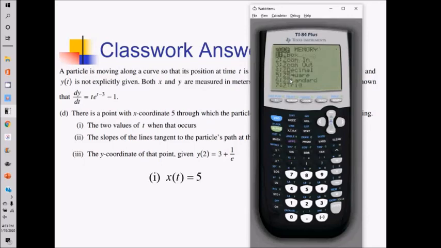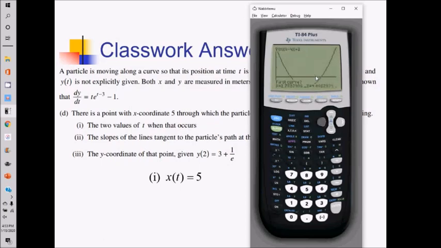Now let me zoom fit this thing and see if I can find those 2 intersection points. So there's our parabola. There's 5. All right, that was pretty easy. Let's go ahead now and find those 2 intersection spots. So second trace, intersect, option 5.